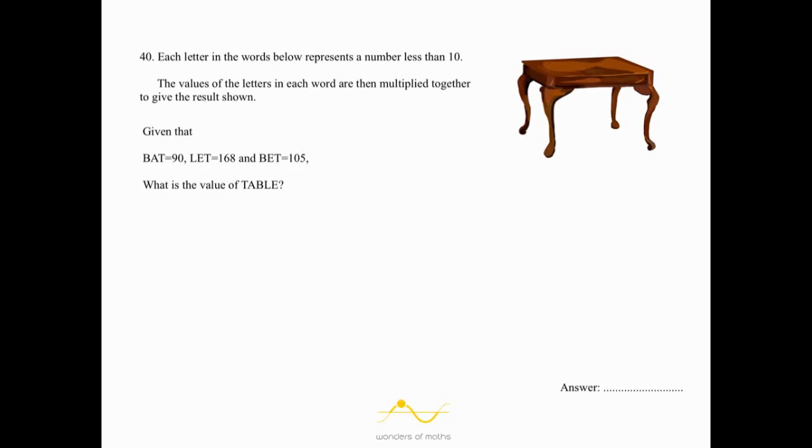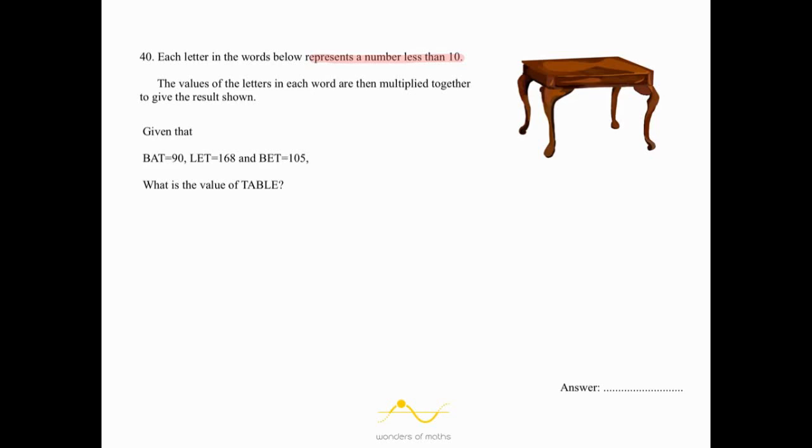Now let's identify the key elements of the question. We know that each of the letters represents a number less than 10. We also know that these numbers are the products of the preceding letters. We need to find the value of T multiplied by A, B, L, and E. However, we do not know the values of each of these letters individually. Let's think about it this way.